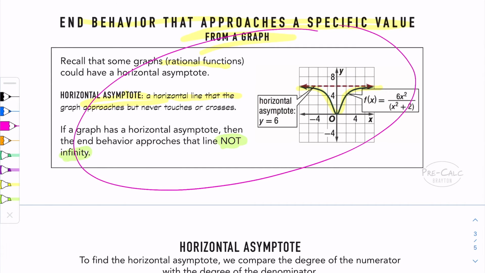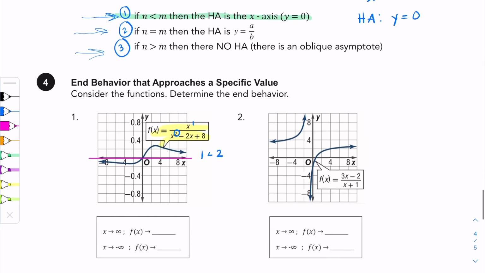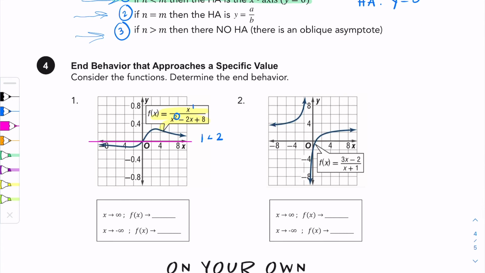if there is a horizontal asymptote, then the graph approaches that line and not infinity. So here we would say as x heads towards positive infinity, the function is heading towards 0. It's heading towards that asymptote. And as x approaches negative infinity, the graph is heading towards 0 again. Both ends of this graph are heading towards that pink line I drew.